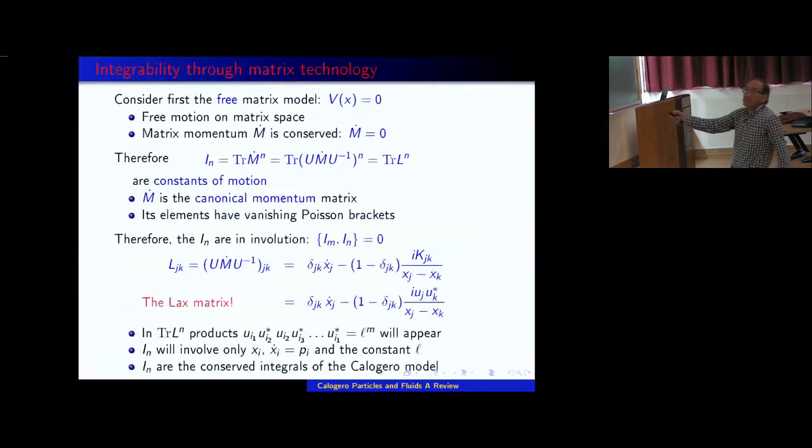First, let's consider the free matrix model, no external potential. The matrix momentum m dot is trivially conserved. So the traces of its powers are also trivially constant. And because m dot is like a momentum, if you were to endow the system with Poisson brackets, all the elements of m dot would correspond to momenta. All these quantities Poisson commute among themselves. I2 is actually the Hamiltonian, because the trace of m dot squared is the kinetic term. So there you are. We proved integrability without even thinking about it, as long as the potential is 0.